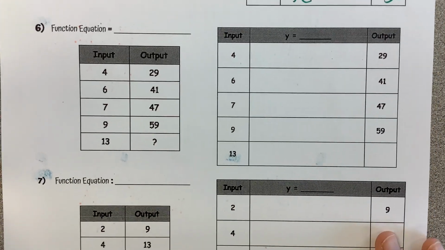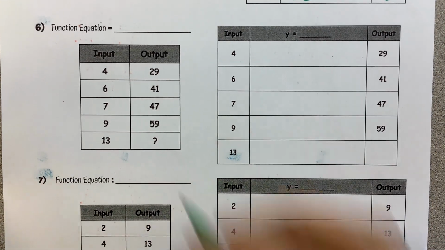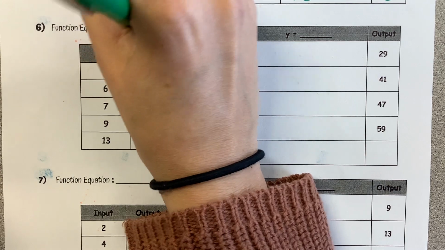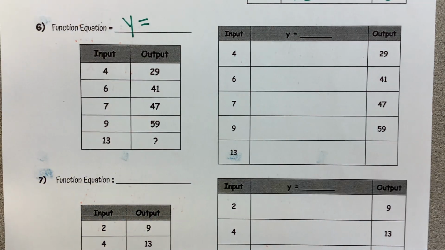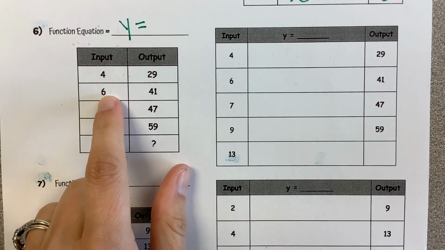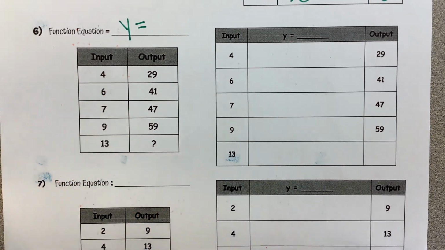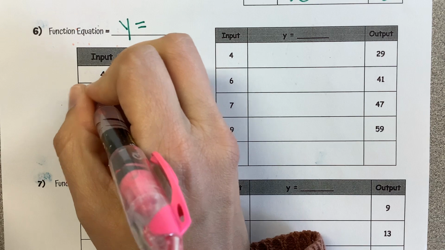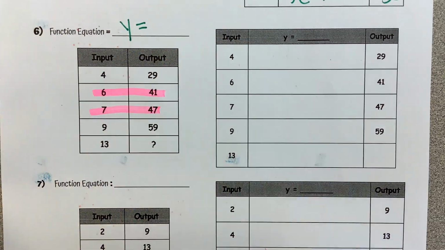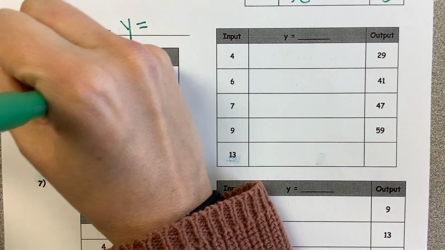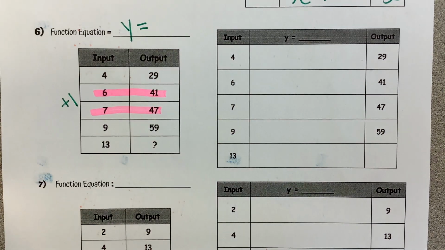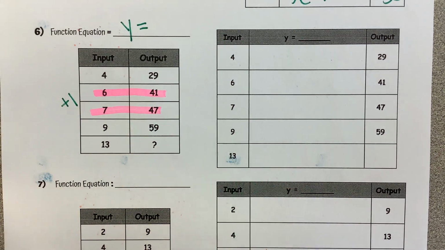All right, next one, function equation again. We know it's going to be y equals. I'm looking for where the x value goes up by 1. So from 4 to 6, that doesn't go up by 1. 6 to 7, that does. So I'm going to highlight those rows there. My x values went up by 1. What did my y values go up by?